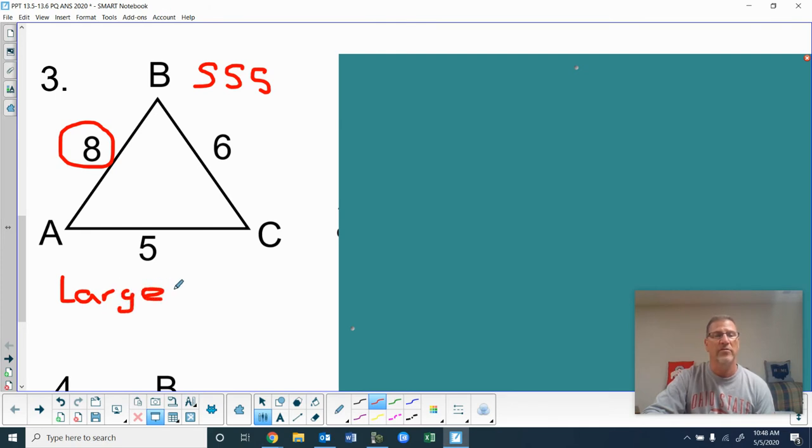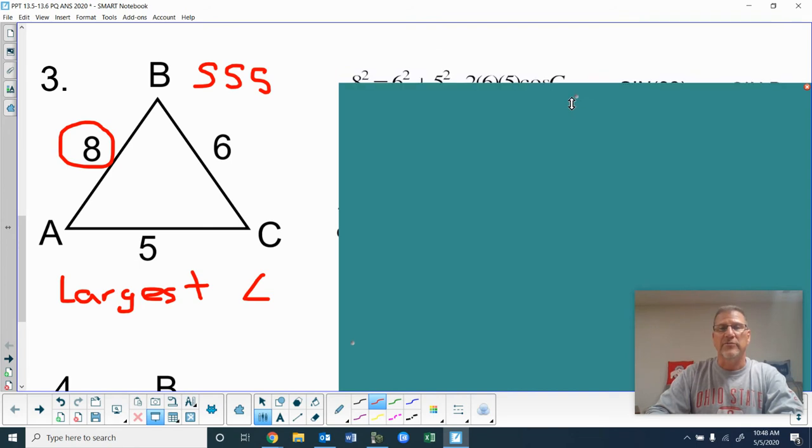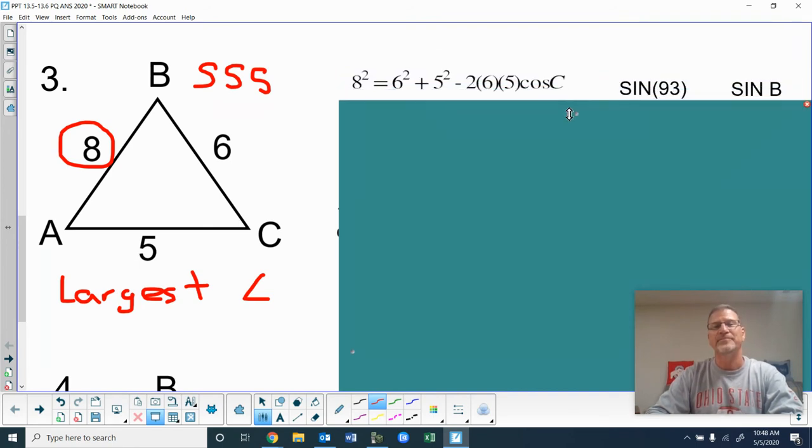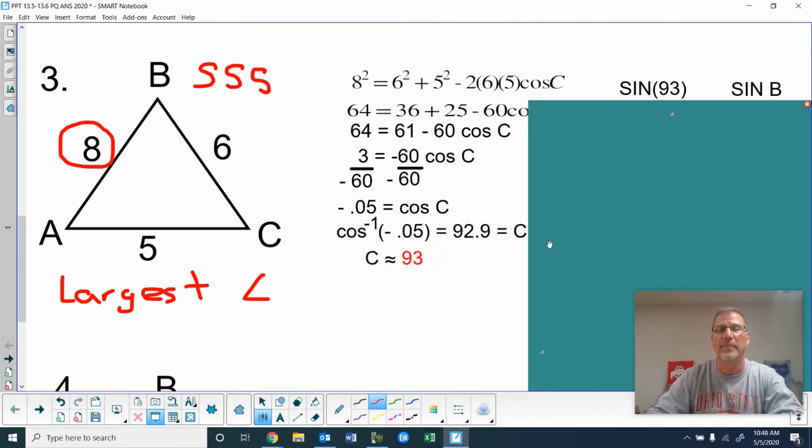Okay, so we have to do the law of cosines. It starts out so that's important. Could make mistakes there. Always find the largest angle first when you have this situation. So we're going to start with the 8 squared equals. So that's what I put in to solve for the cosine of C, or angle C. All right, so here's all the work.